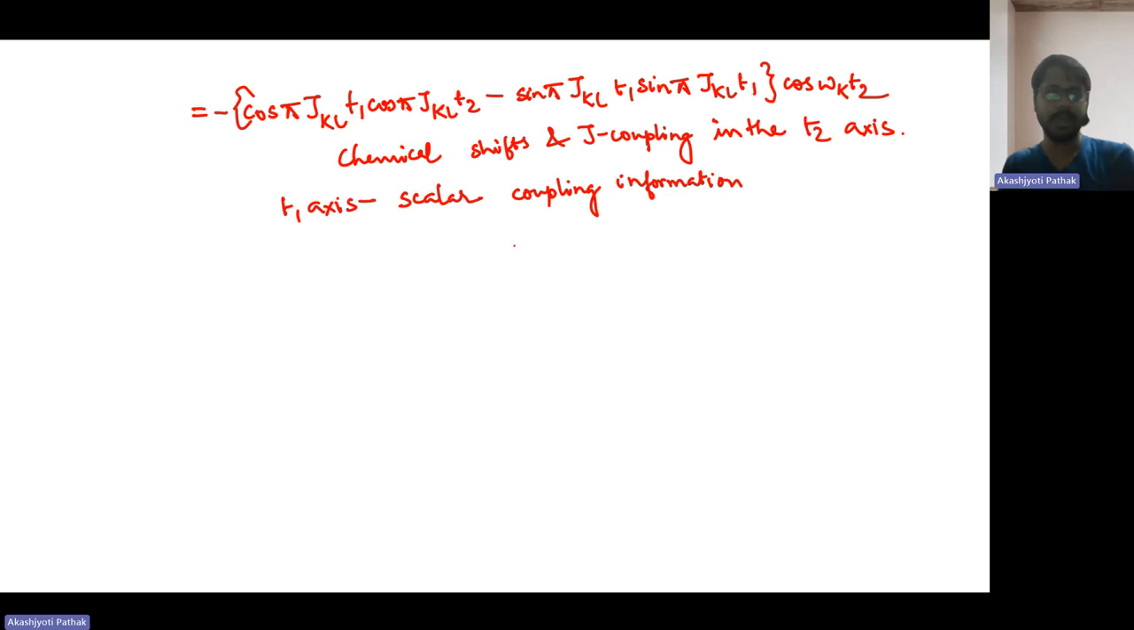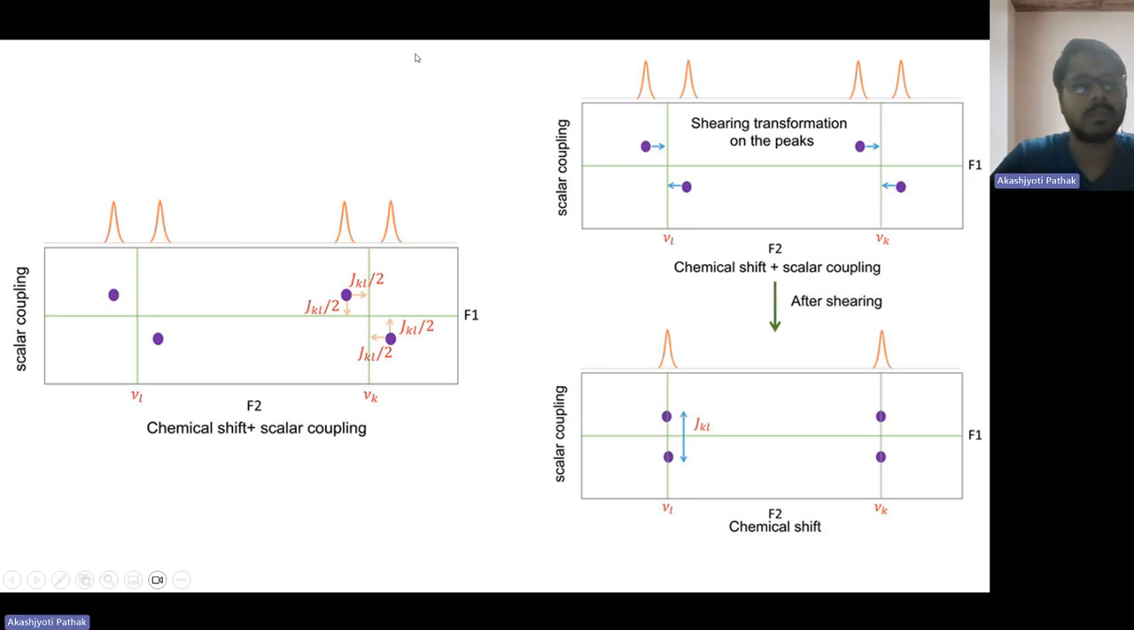We'll explain this through a figure that is on the next slide. This is what I was explaining. In the F2 axis, in the T2 we get both chemical shift and scalar coupling. But on the T1 axis, there is only information of the scalar coupling.